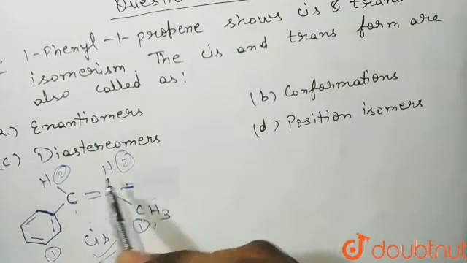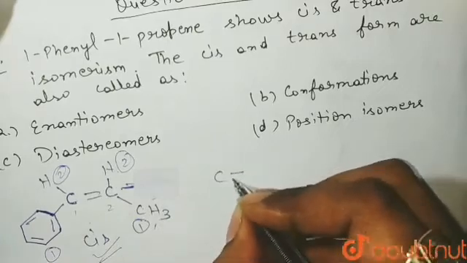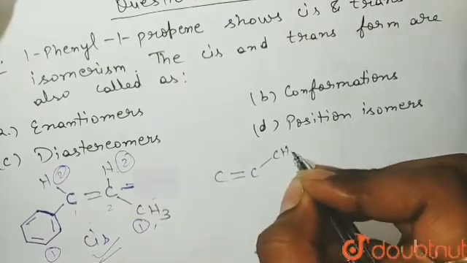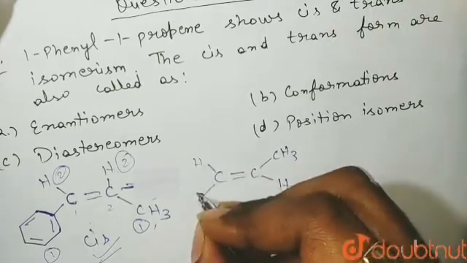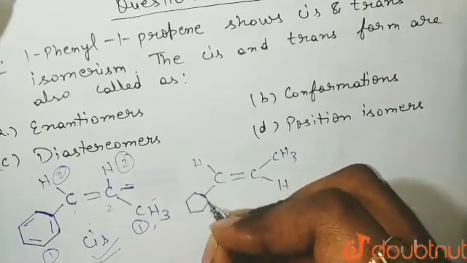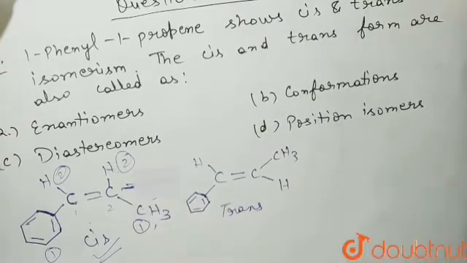Now if you put the same groups, that is hydrogen and hydrogen, opposite to each other, then that will be your trans, like this. So this is your trans isomer.